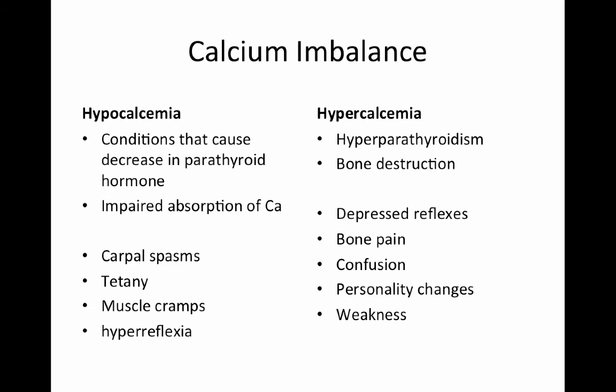So again, it's a prolonged excitable cell. It's a sustained muscle contraction, and that is what is called tetany. So you will wind up with carpal spasms, tetany and muscle cramping because these are overexcited cells, and you wind up with hyperreflexia. So again, muscle cramps, because just think of overexcited cells, okay?